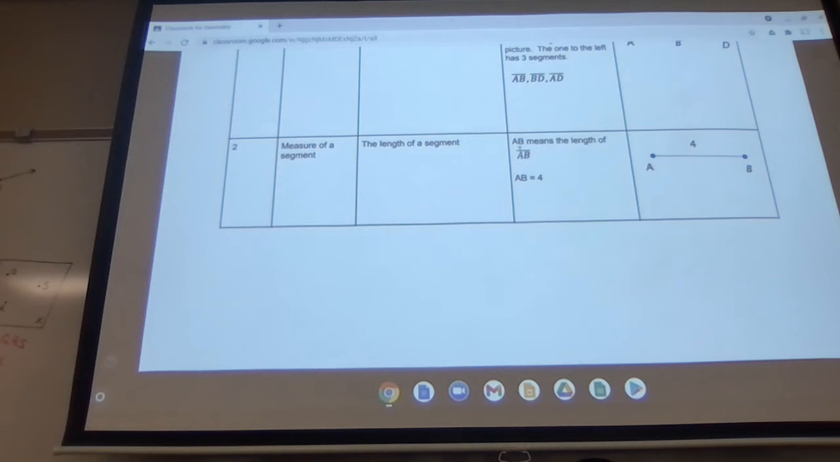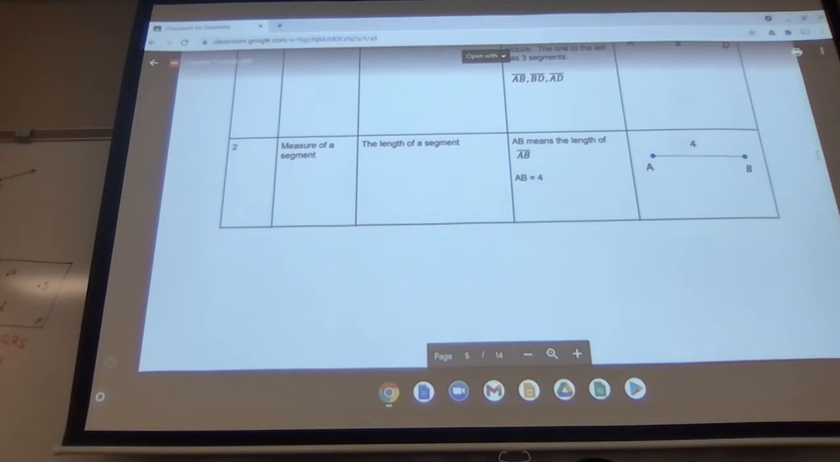Okay, and that's something you're going to want to remember, because when you get to your test, there will be times when they just put the 2 capital letters next to each other. They may say find AB. You need to know that that means they want you to find the length of the segment. You come over here and look at it, the length would be 4. All right, any questions with the measure of a segment?